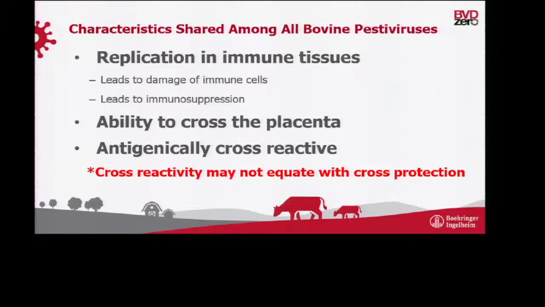So while we have these 3 bovine pestiviruses involved, they do have some things that are alike. All of them replicate in immune tissues. That leads to damage of immune cells. Some immune cells are killed outright, and some just don't work the way they're supposed to once you have an infection going. And this leads to immunosuppression because you're reducing the amount of immune tissue there, and you're also leading to malfunction of those cells. All of them have a non-cytopathic biotype that can cross the placenta, that gives us that persistent infection.